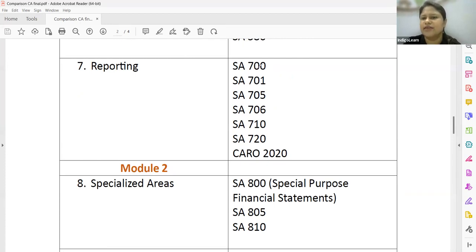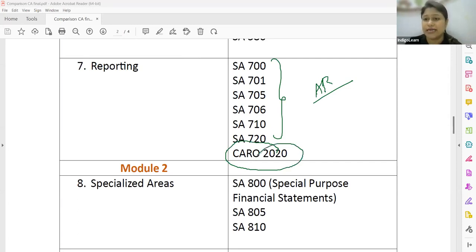You can see 700, 701, 5, 6, 10, 20. All of this obviously talks about audit reporting. So these are going to be as a part of the audit report. When you talk about CARO 2020, I told you company audit as a subject, as a chapter itself, is eliminated. So we have to discuss something very important regarding reporting under the Companies Act, which talks about CARO reporting, which has now been taken as a part of the reporting chapter of the new syllabus. Okay.